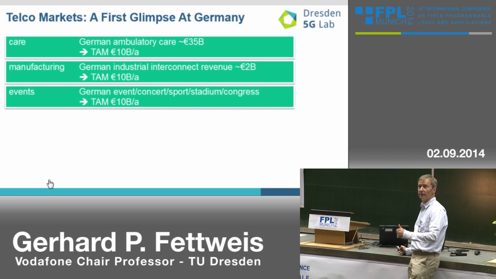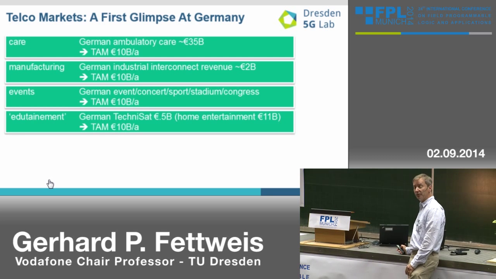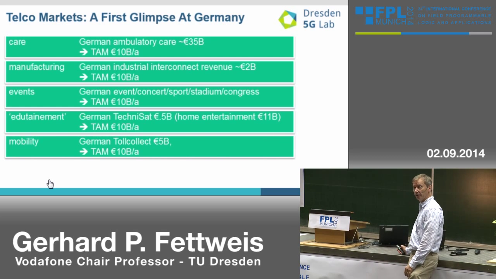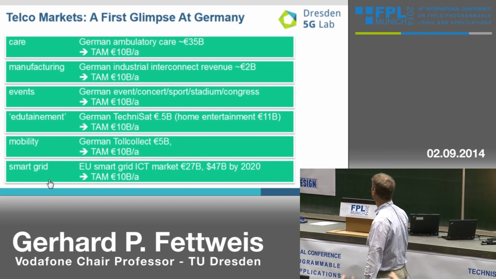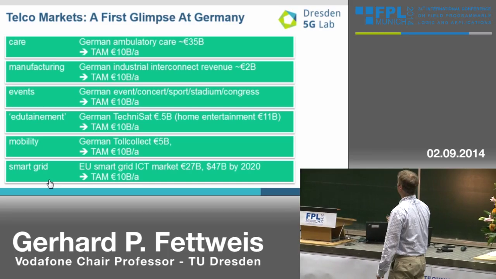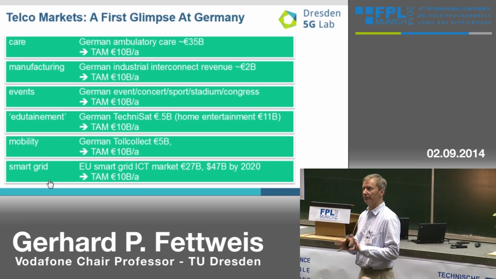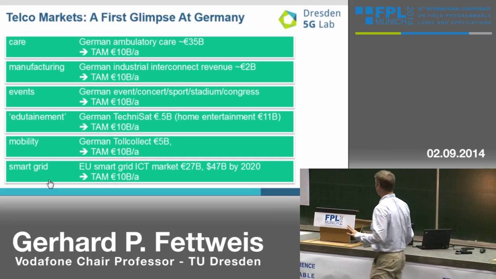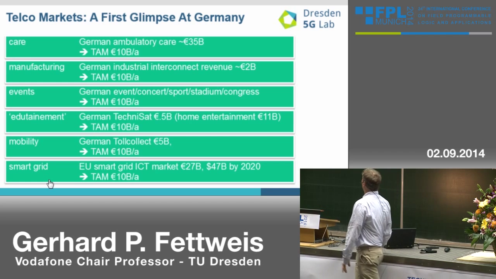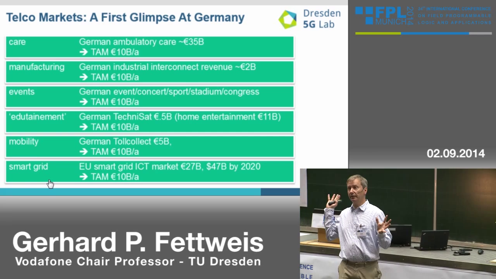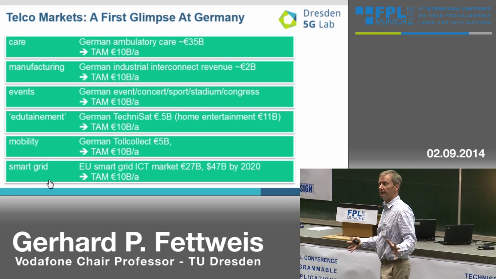Events, concerts, sports, music events, whatever all, is another business. Edutainment is another business. I didn't talk about that. Mobility is another business. And smart grids are in businesses of 10 billion each. What does that mean? Germany has less than 5% of the world's GDP. Yes, the gross domestic product of Germany is less than 5% of the 75 trillion world's GDP. So if we take this market here, we have to say the world market is 20 times larger.